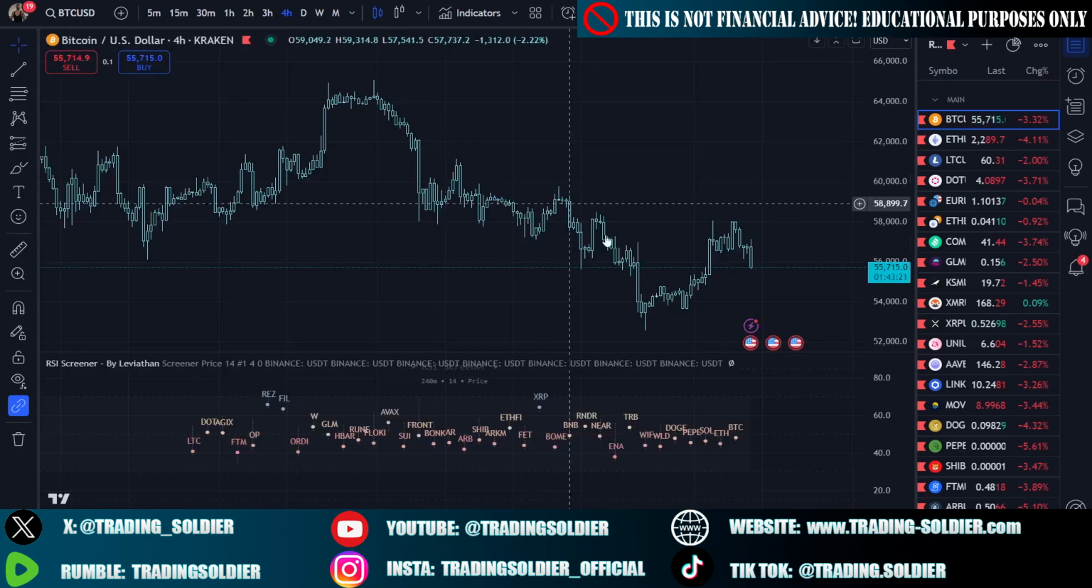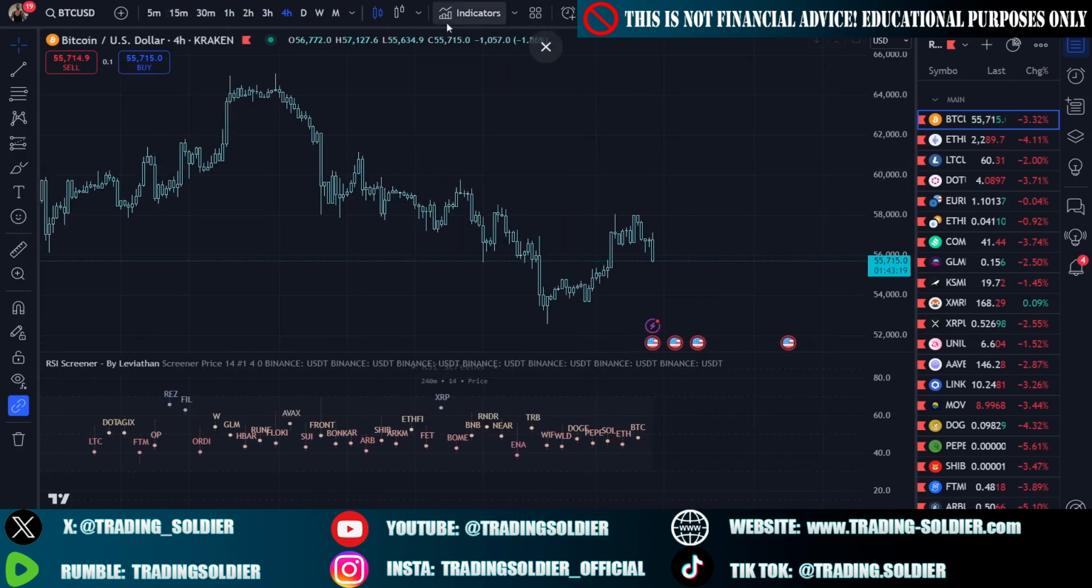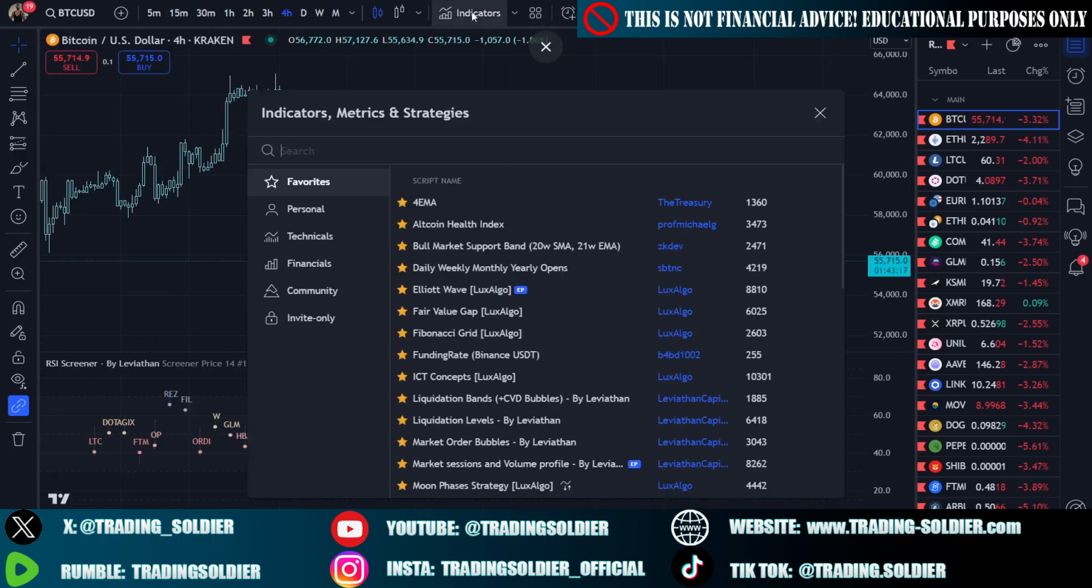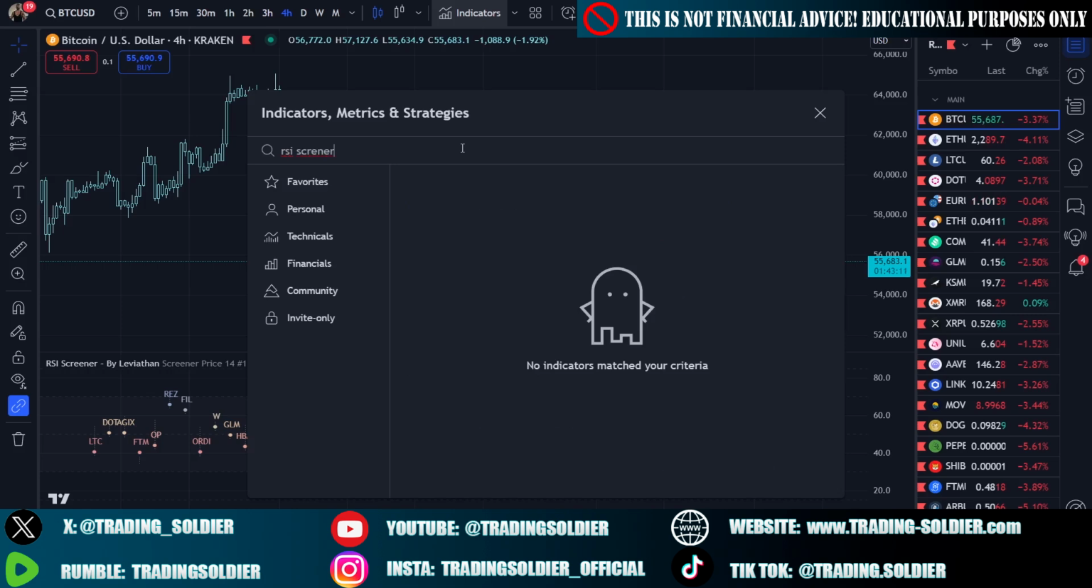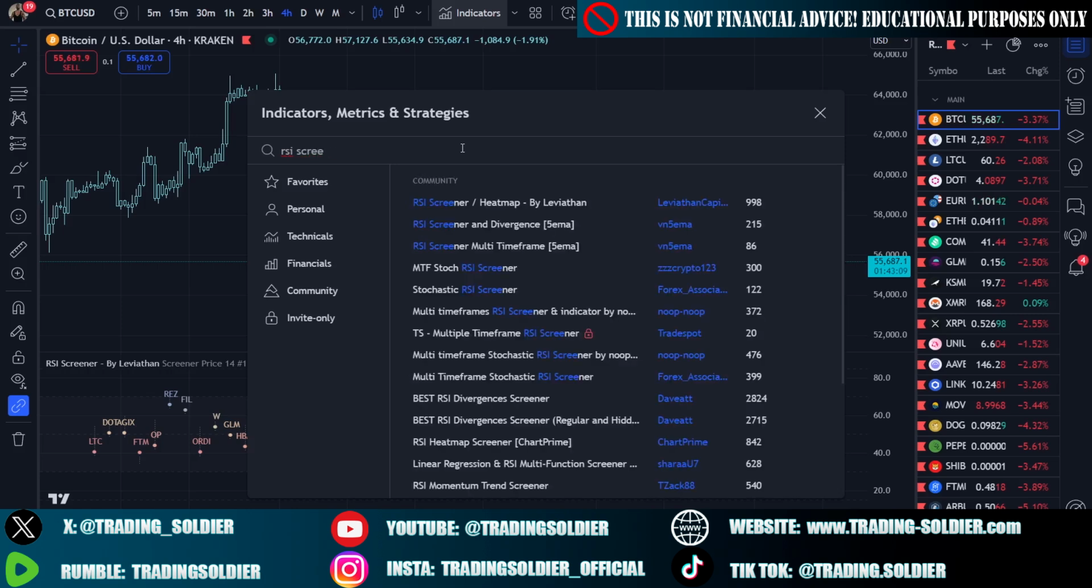So to use this indicator, you have to go here into the indicators tab of TradingView, and then you search for RSI Screener, and you can see, sorry, this needs an A. You can see here the RSI Screener / Heatmap by Leviathan.